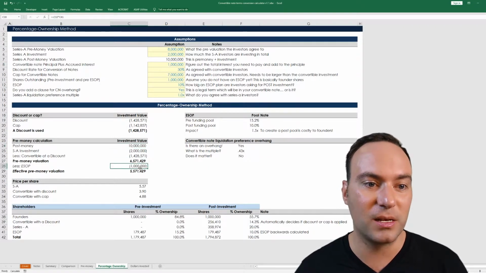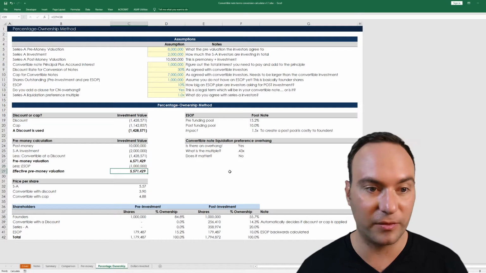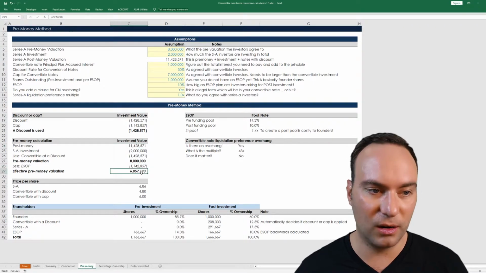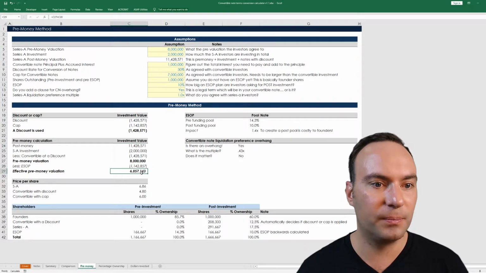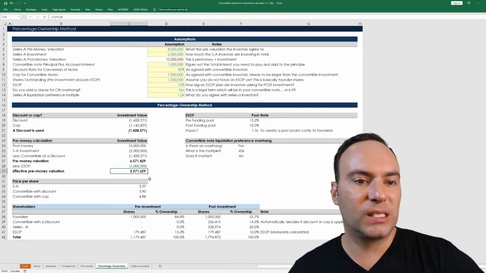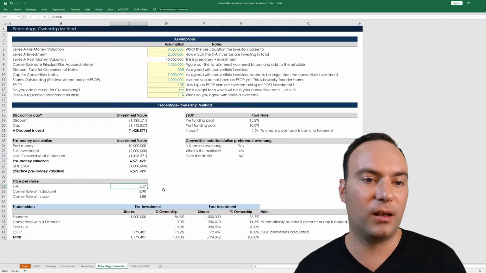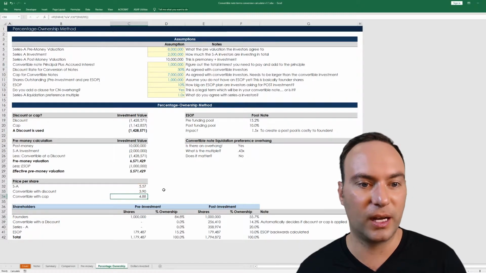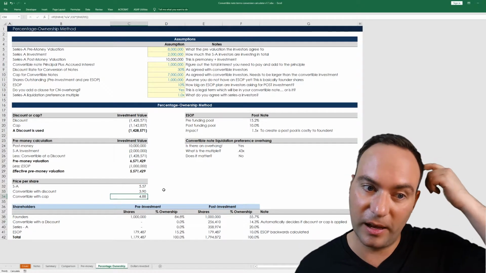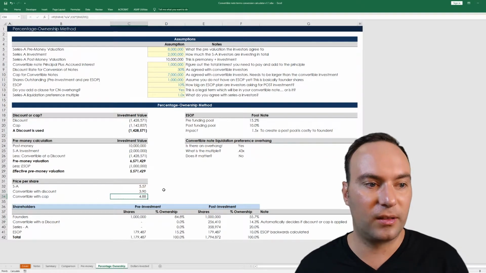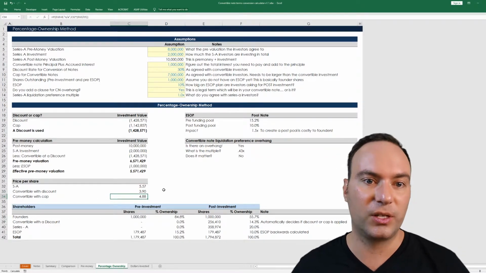We're going to deduct $1 million of valuation for the ESOP, which gets us to 5.571, which again is a lot lower. Under this basis, the price per share for the Series A is 5.57. With the discount, you're paying 70% of that. And for the convertible note, again, you're just taking the fractional ownership they'd have against the Series A price to get them to their share price.